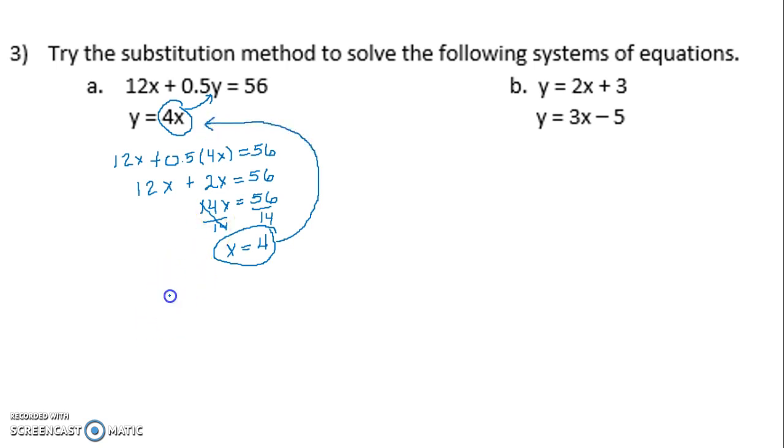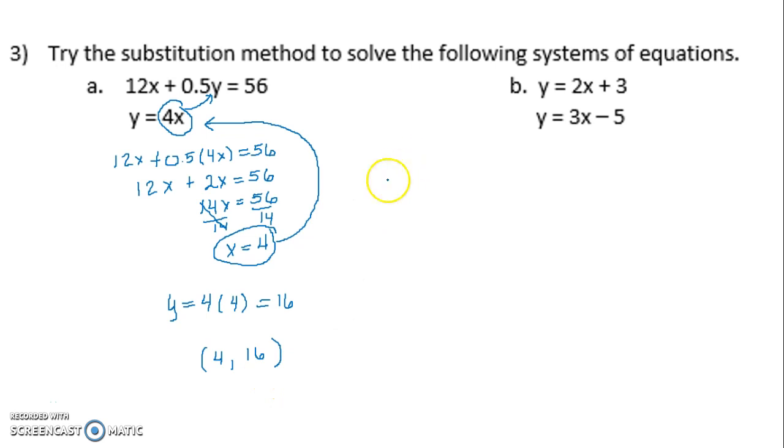So now I have y equals 4, and instead of that x, I put in the other 4, so y equals 16. And so now my solution is an ordered pair. X is 4, y is 16, and I can kind of picture on a graph this is where these two lines would intersect, and so it is a point where the two equations are equal, or a solution to the system.